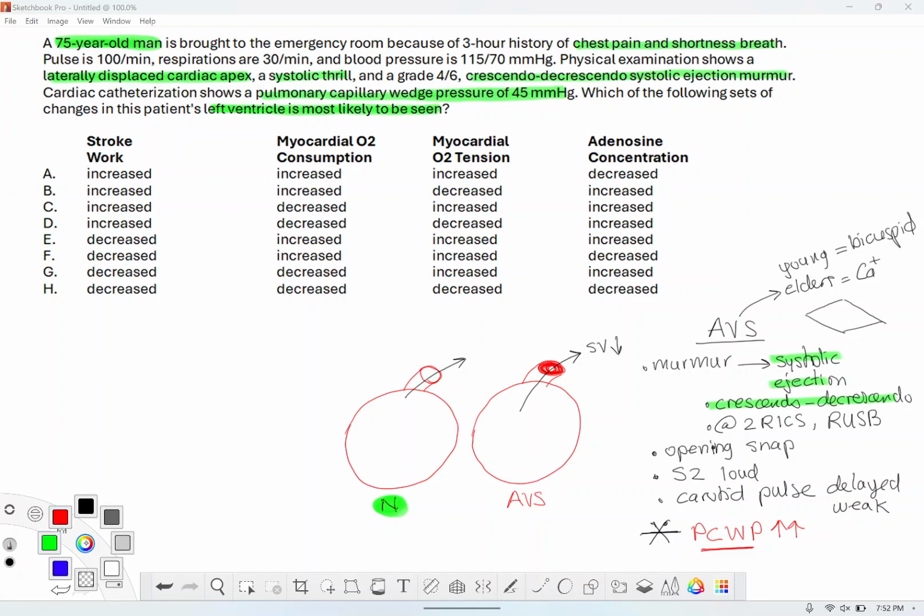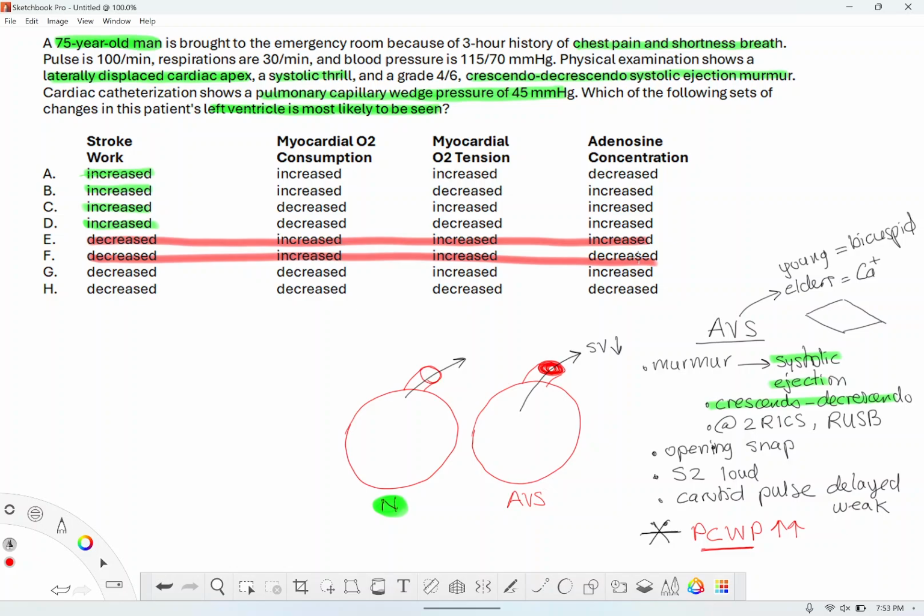Stroke work is the work done to push blood per heart contraction or beat, so it should be increased. I'm going to say the correct answer is one of these: it's either A or B or C or D. But beyond D, all of the rest of them are incorrect. So I'm going to cross out everything below this, since they're all incorrect already, and I decrease my choices by 50%.